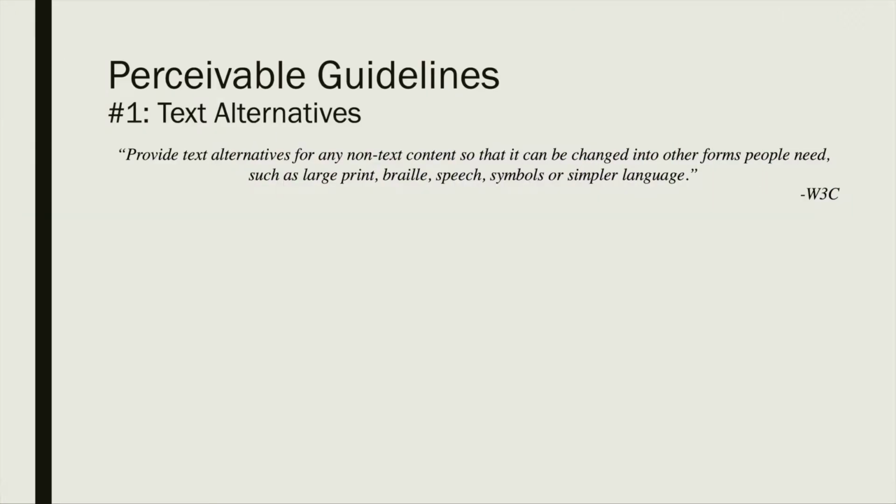The first one is a text alternative. The W3C defines this as providing text alternatives for any non-text content so that it can be changed into other forms people need, such as large print, braille, speech, symbols, or simpler language.